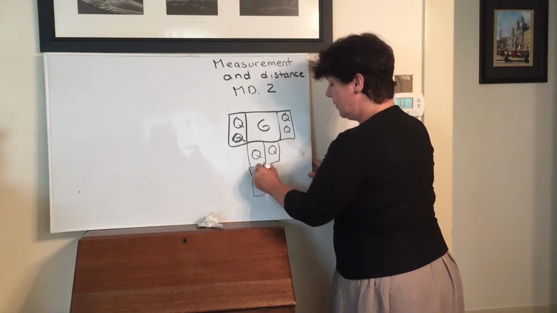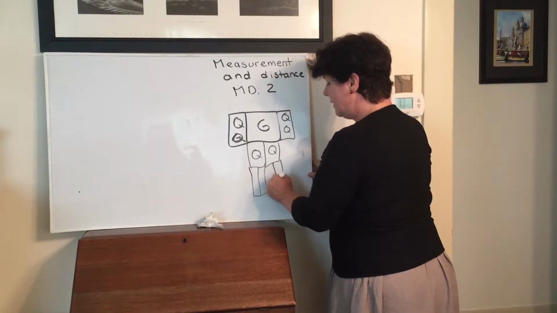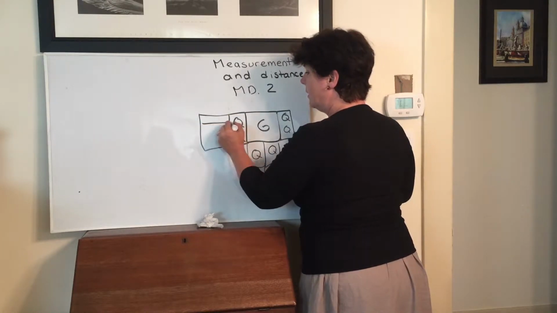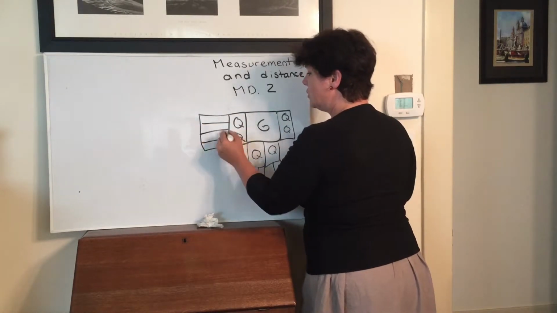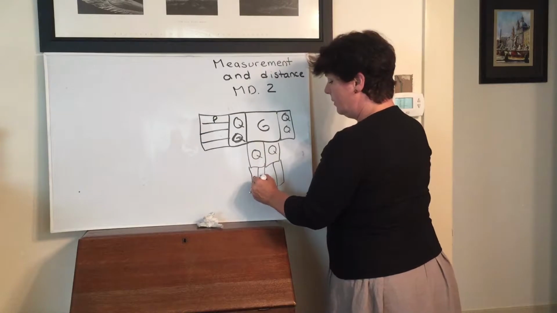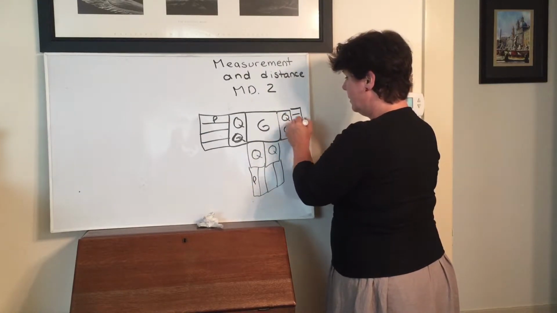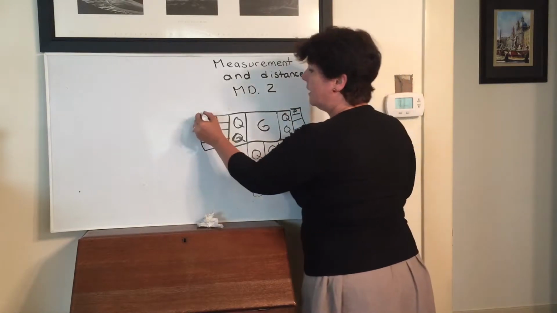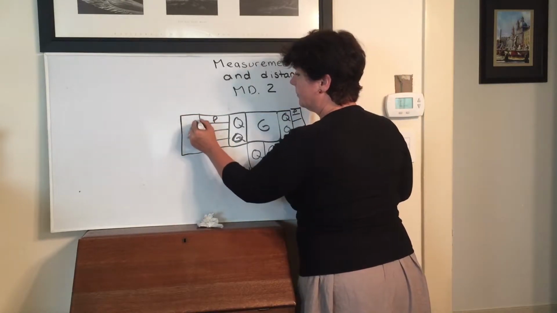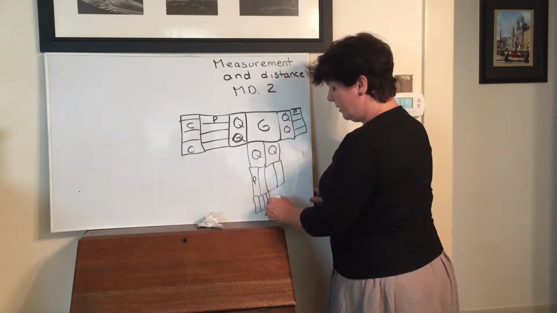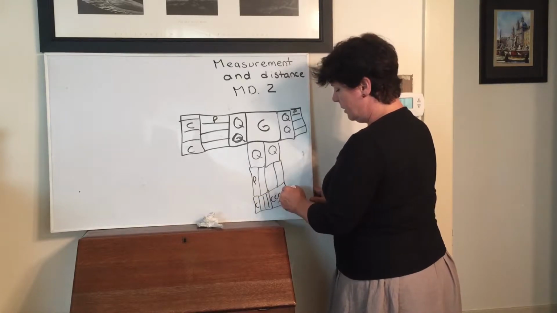And then pints. And they don't, at this point, have to write all the P's. They just have to show me they know these are pints. And then cups would be the 4 fingers. 4 here. And 4 here.